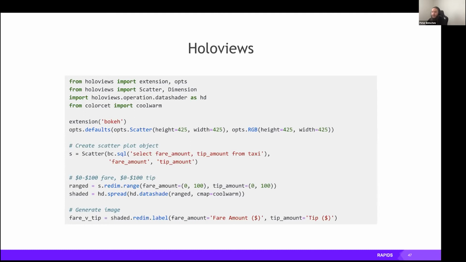So now we are doing something a bit different. We're selecting the fare amount and the tip amount from the taxi table and using the same names for the columns. And then on the lines just below, we want to specify a range. So we want to filter out everything that is not between $0 and $100. So our final plot will be only within that range. We specify then the color map, cool, warm, and finally the labels that we want. And we then generate the image, of course.